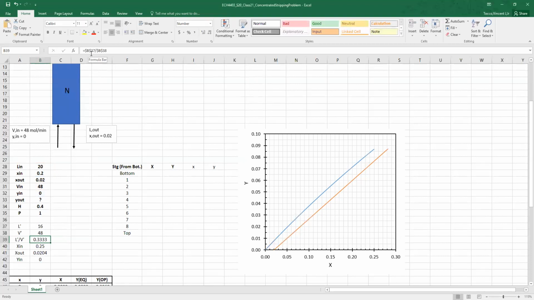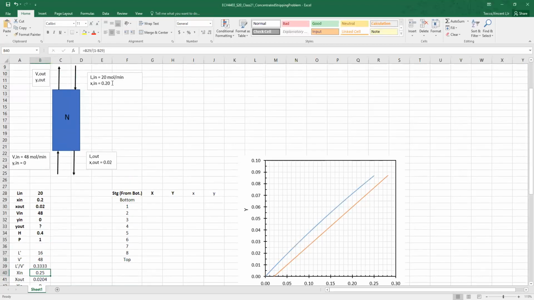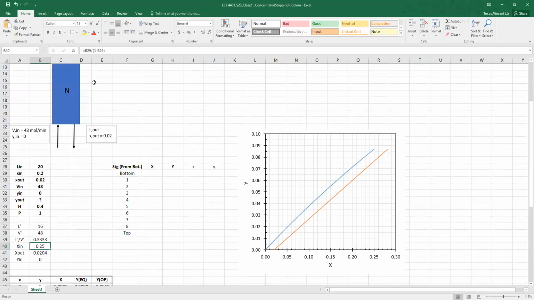Because L over V is a useful parameter to have handy, I've done that calculation here. Obviously, 16 over 48 is 1/3. And I can just reference this cell if I need it in the future. I've also converted the mole fractions of the solute to a solute-free basis. And the calculation there is the mole fraction divided by 1 minus the mole fraction. So 0.2 gets converted to 0.25. And I've also done that for big X out. And the formula there is little x out over 1 minus little x out.